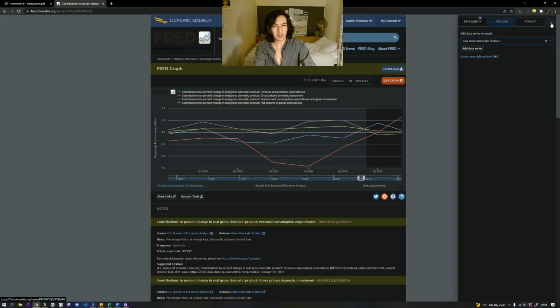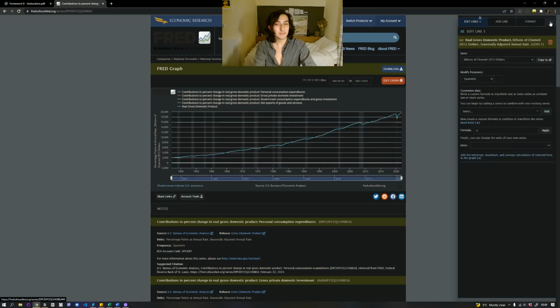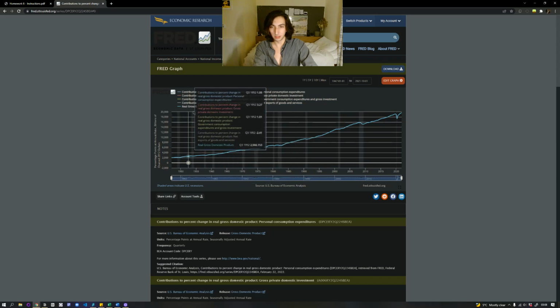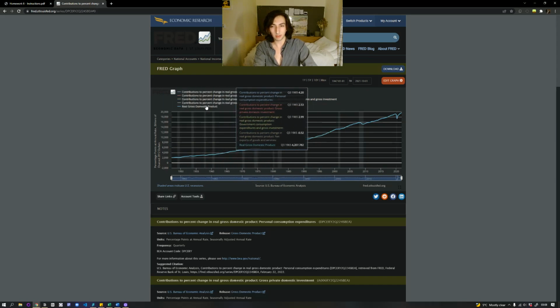I think that's going to expand it again. It probably is going to, isn't it? Oh wait, I haven't added it yet. Yep, it expanded it again. Now, the thing with real GDP, you can see it's this massive blue line, and that's not really what we want to keep it as.